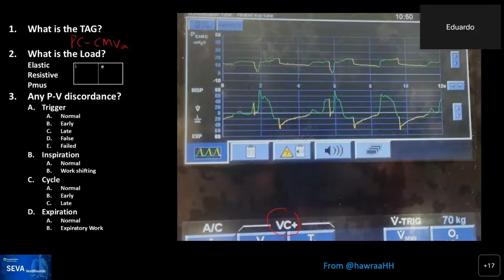All the breaths are mandatory, and that means that there's a set inspiratory time, and you can see it down here. So you set an inspiratory time, and all of the breaths will end at that period of time. And there's a key finding here that tells you that this is a set inspiratory time. The patient is actually exhaling against the positive pressure that the ventilator is delivering. And so this is CMB.